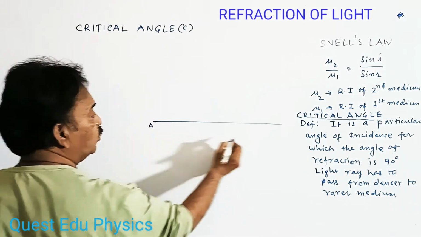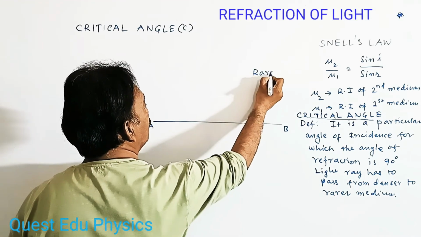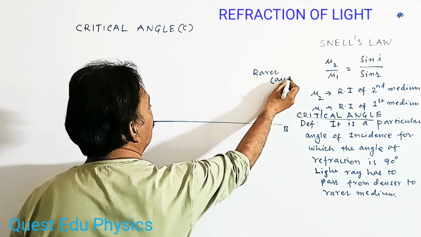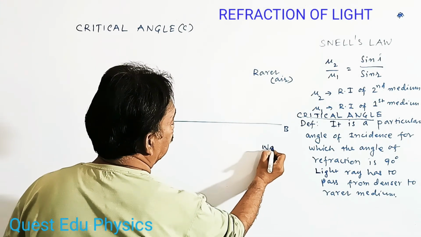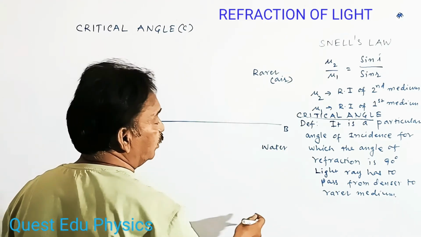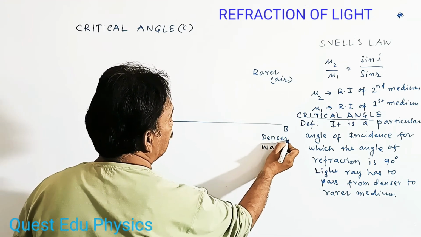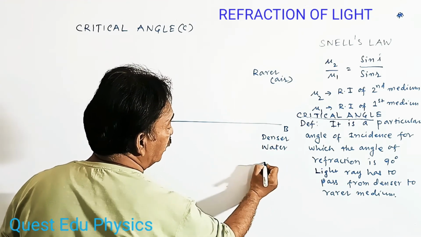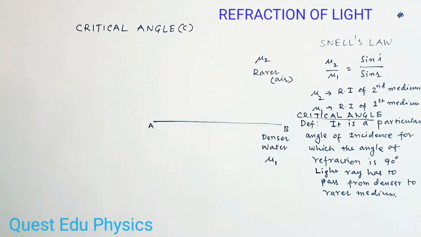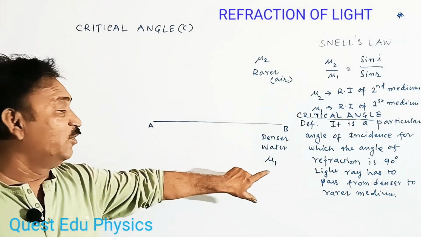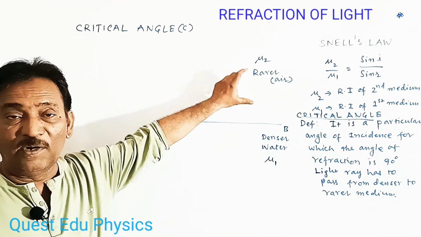Take a set of media, students. AB is the boundary of separation. Say this is the rarer medium; I consider it as air. Air has the lower refractive index, students. And I am taking the other as water. Water is denser when compared to air, students. It is the denser medium, the first medium, which has the refractive index of mu 1. And the second medium, the rarer medium, has the refractive index of mu 2.